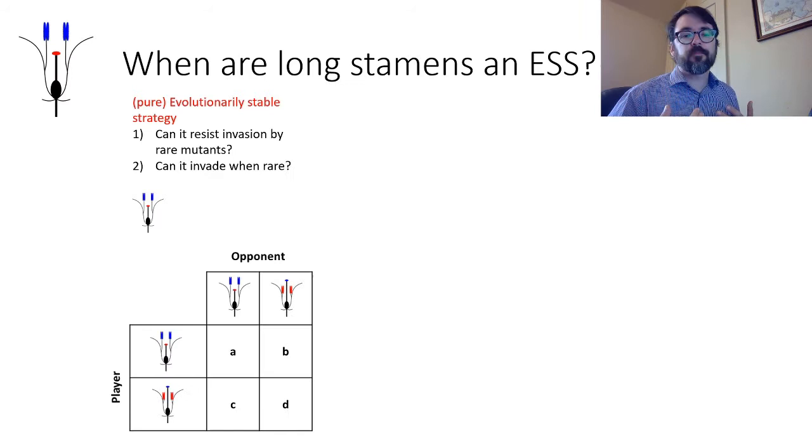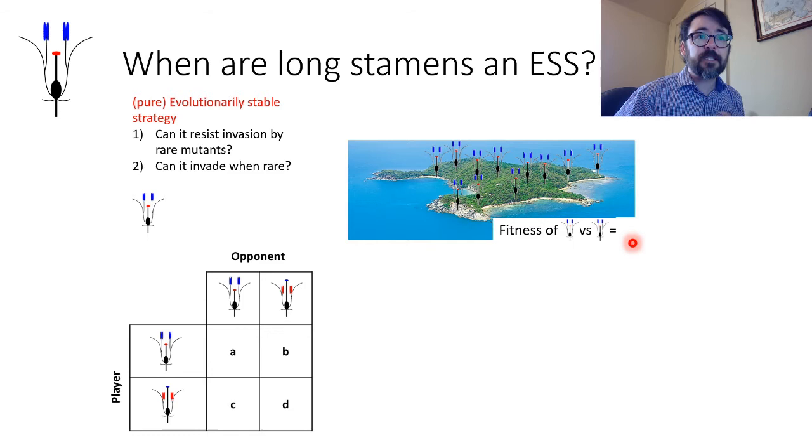So we can go through this and we can take a look at maybe when is having long stamens, the male parts, the ESS, the pure ESS, so that it's the only thing, right? So we have to ask two questions. Can it resist invasion? Can it invade when rare? So imagine you've got an island. Everyone has long stamens. We can figure out what their fitness is on this island by reading this off of the different possible worlds, right? So player, opponent, this guy's fitness is A. Right, so we can just figure out that that's the world that this island is currently in.